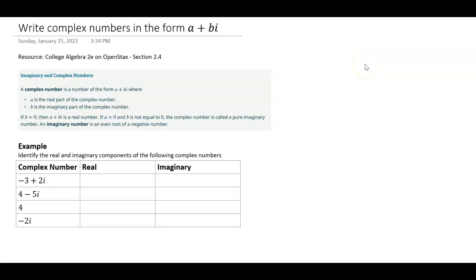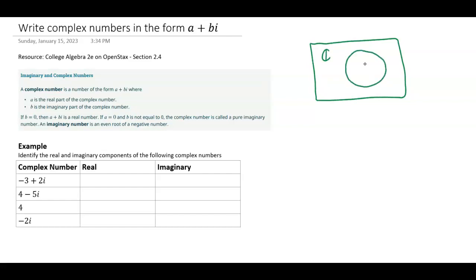All right, let's talk a little bit more about complex numbers. So in the previous video, we had this diagram that these are our complex numbers, and then inside those complex numbers are the real numbers. The reason that I like writing it like this is to recognize that real numbers are actually complex numbers. Complex numbers are the biggest group of numbers. Real numbers are complex numbers.